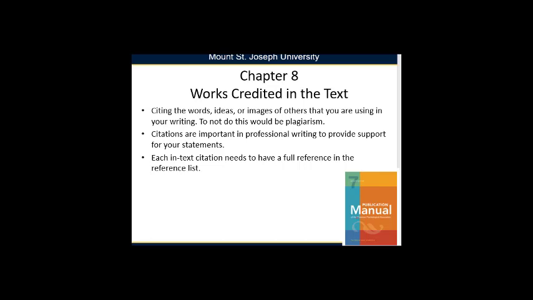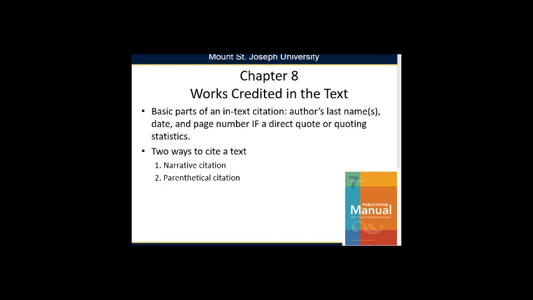I want to go over a few common citations. These are the most commonly used types of citations and also introduce you to the general pattern of citation use in APA style. There are some basic parts of an in-text citation. These include the author's last name or names, the date, and a page number if it's a direct quote or you're quoting statistics. There's two different ways that you can cite things in APA style. The first is a narrative citation, and the second is a parenthetical citation.